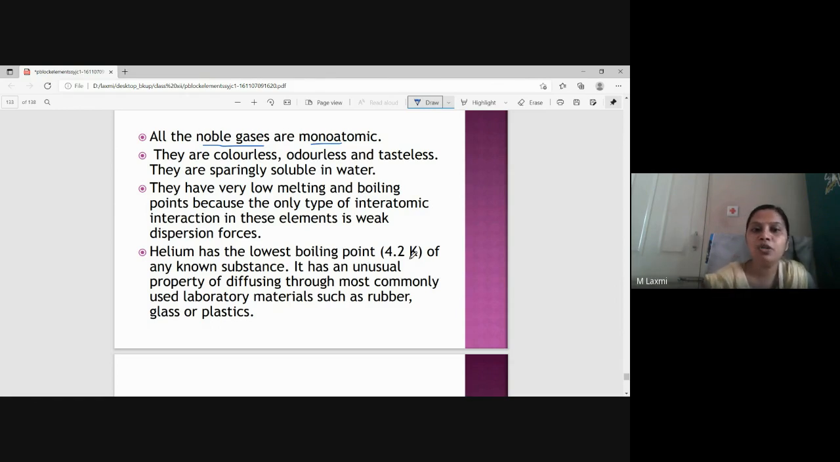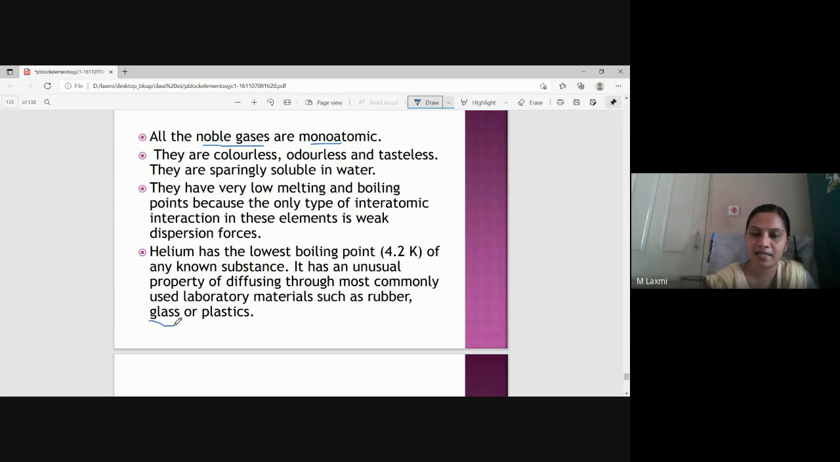It has an unusual property. It can diffuse through most commonly used lab equipment like rubber, glass, or plastics. Generally, all the laboratory equipment is made of glass, especially borosilicate glass. The market name is Borosil. Why? Because Borosil is inert to 99.9% of chemicals.